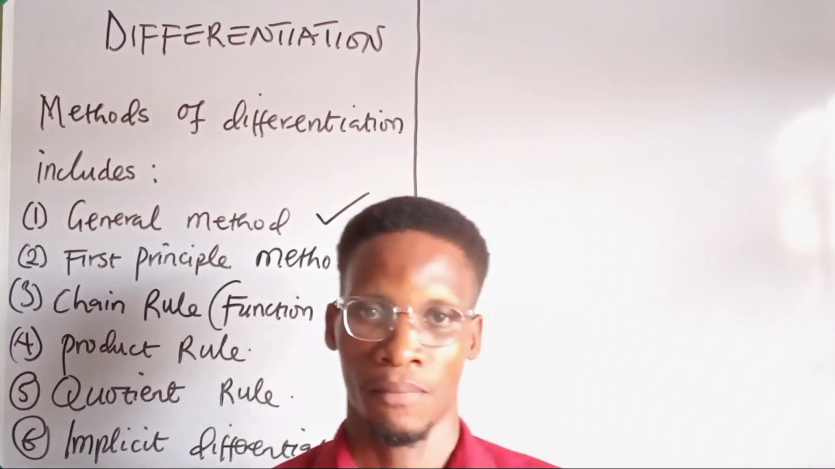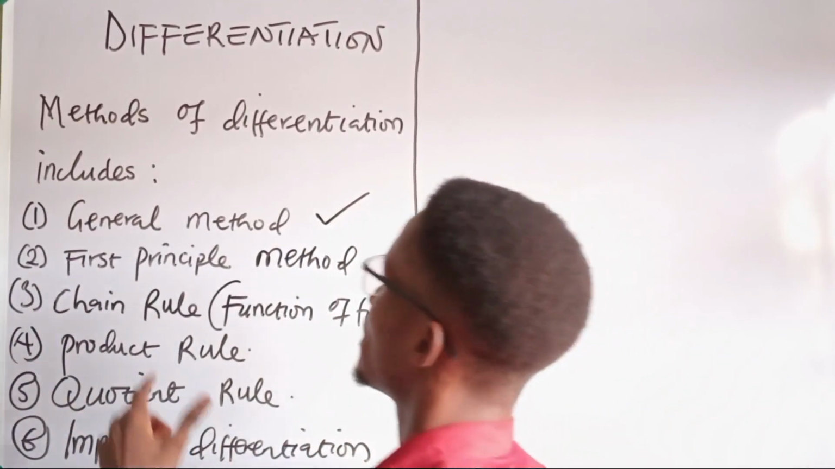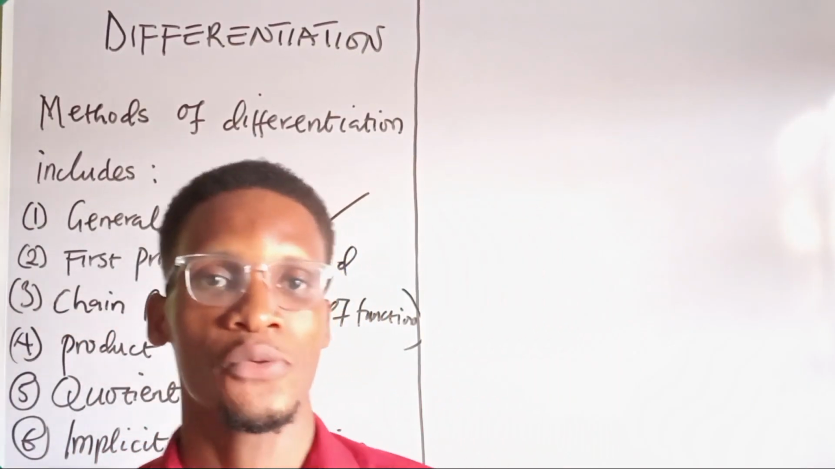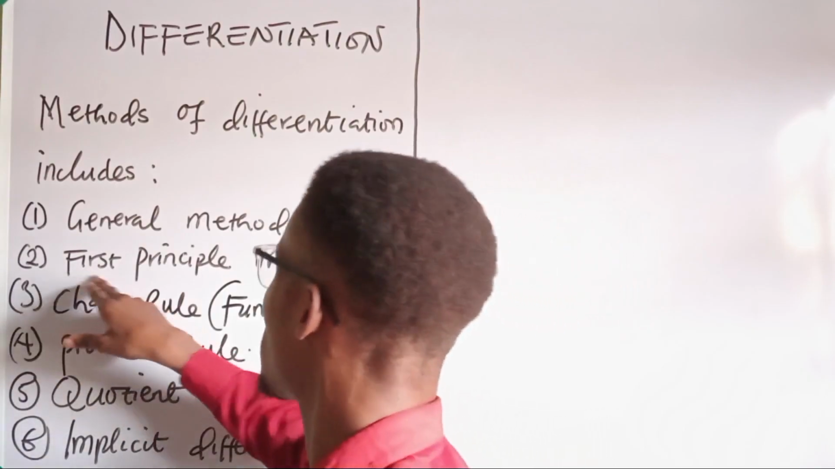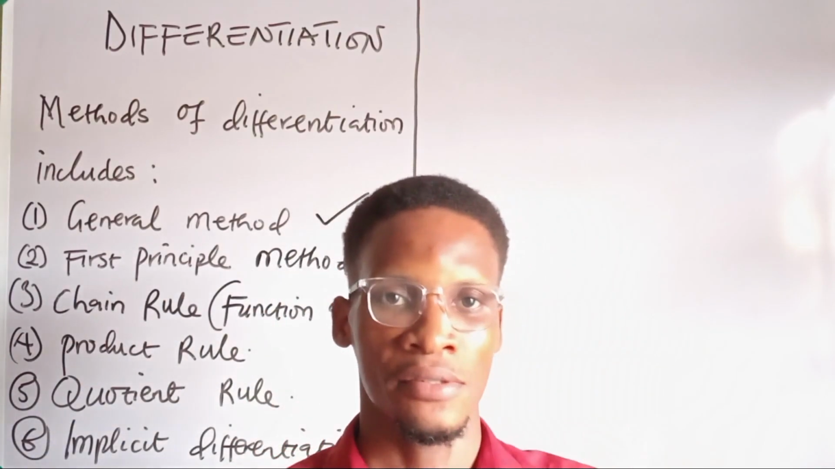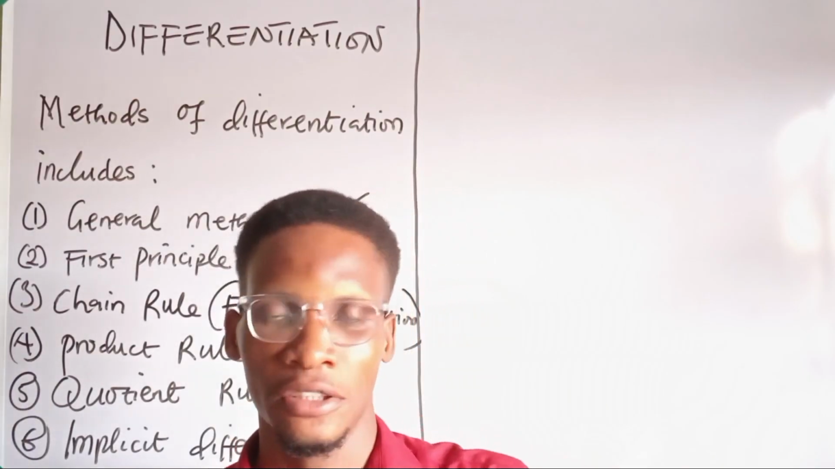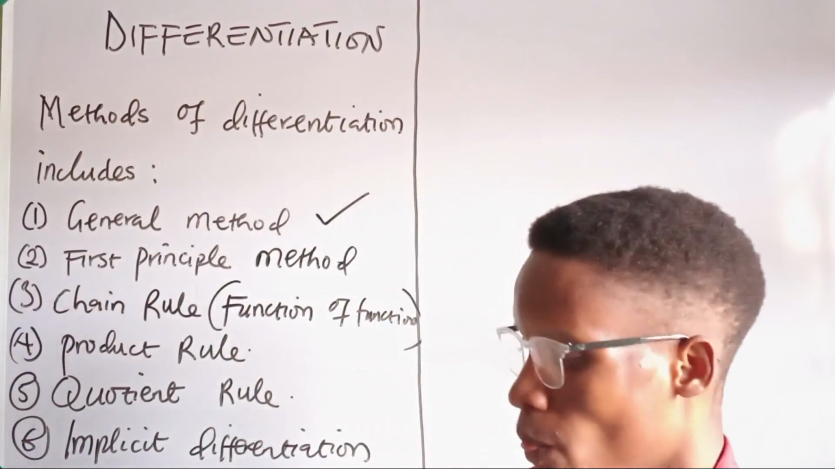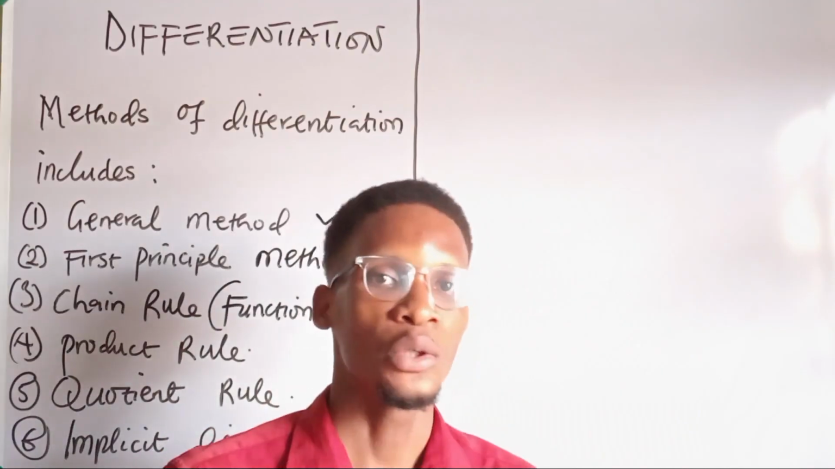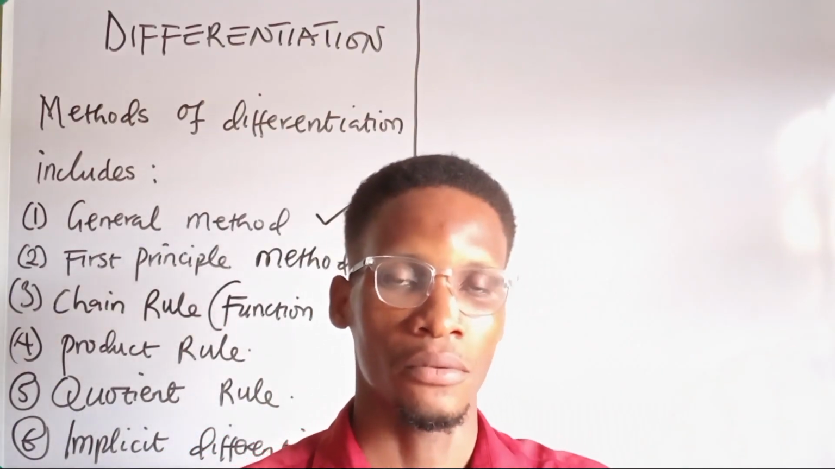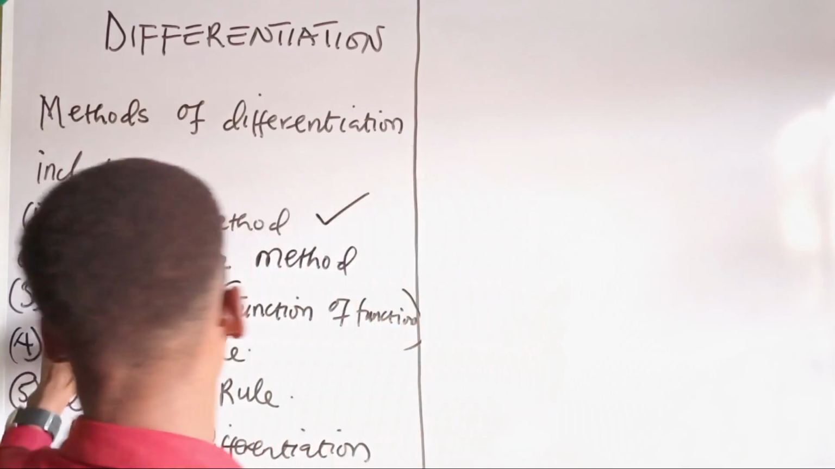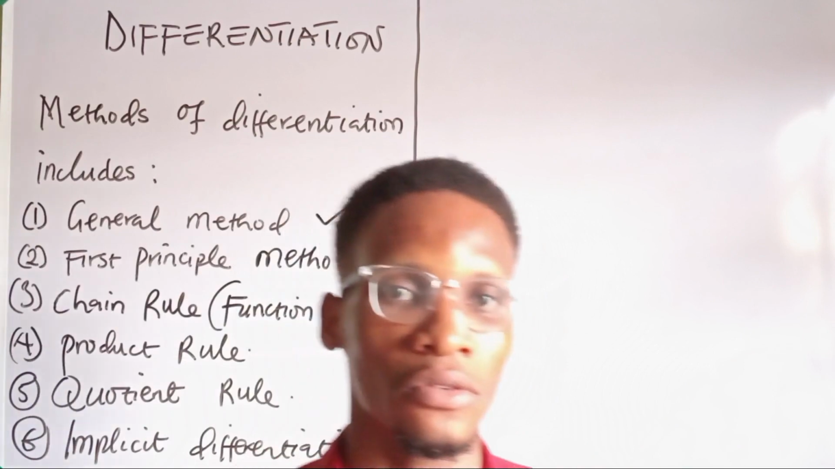Okay, welcome back. Last time we treated the general methods of differentiation, and today we are going to look at the first principle method of differentiation. Before I go ahead, I have defined differentiation as a process that deals with the change of a variable with respect to another variable. That's what differentiation is all about, and we're looking at first principle of differentiation today.